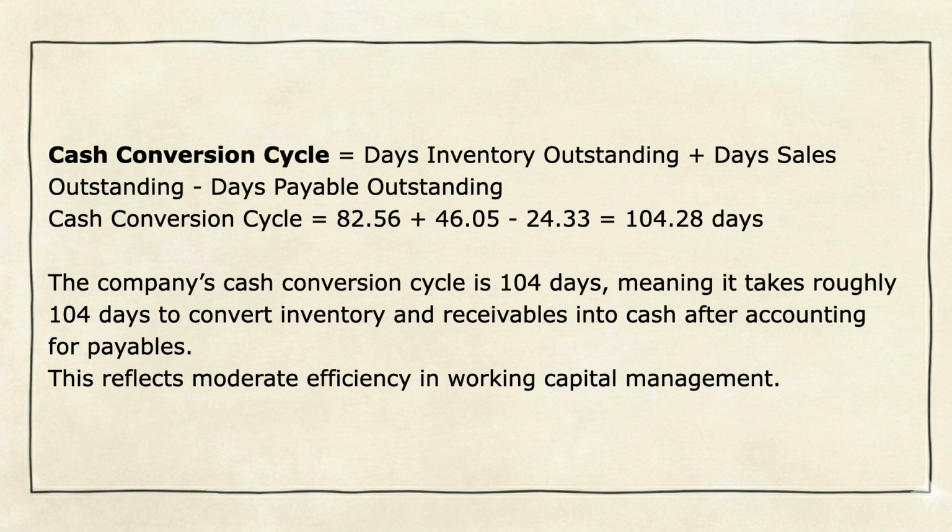Cash conversion cycle definition. The time it takes for a company to convert its investments in inventory and other resources into cash flows from sales. Cash conversion cycle calculation. Days inventory outstanding plus days sales outstanding minus days payable outstanding. Cash conversion cycle result, 104 days, indicating moderate efficiency in working capital management.